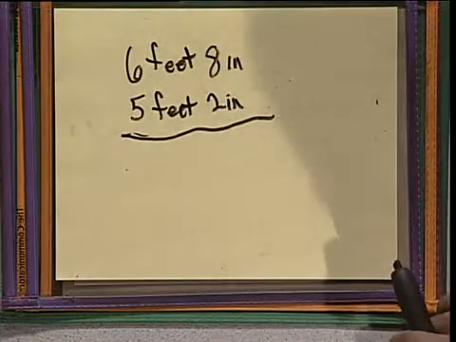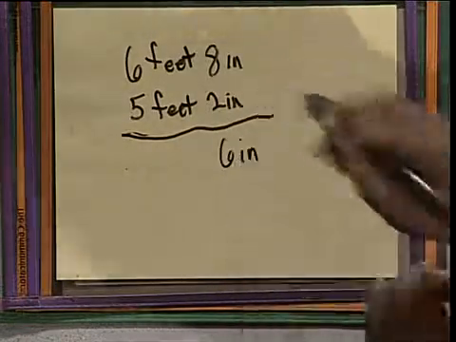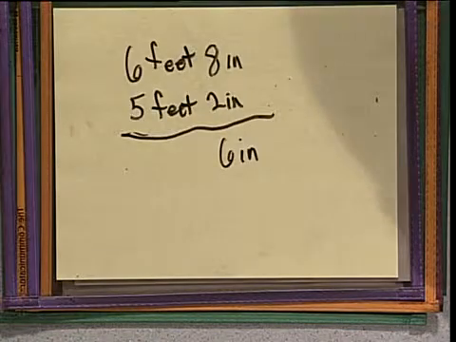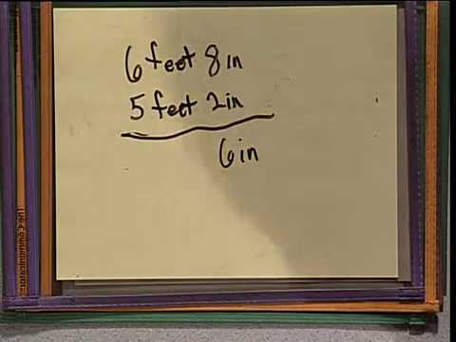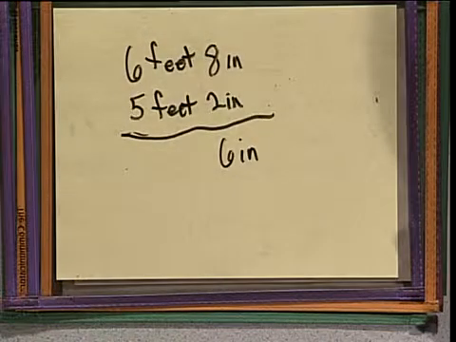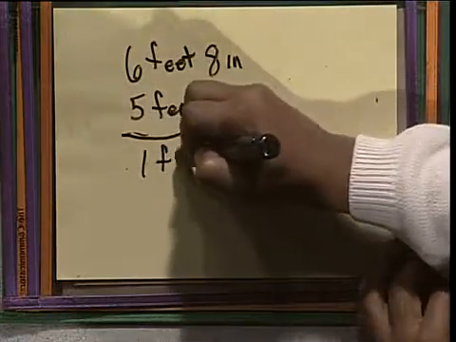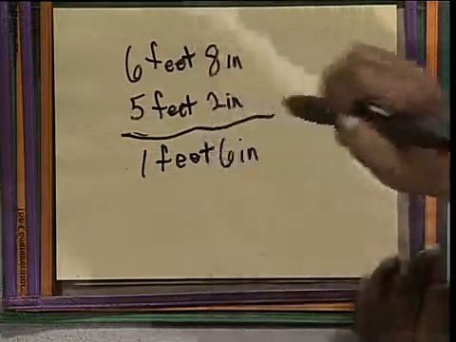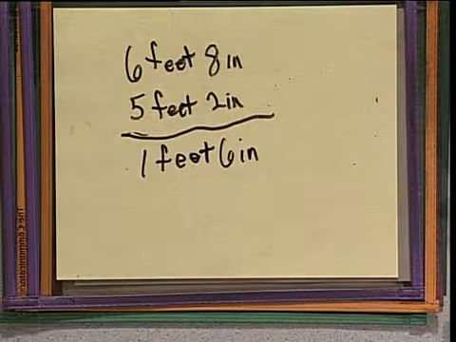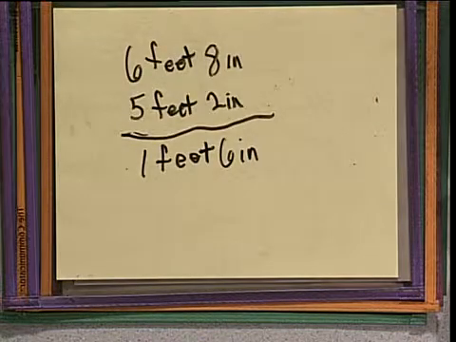What's 8 take away 2? 6. And because the feet is larger, 6 feet is larger than 5 feet, I can just subtract those. And 6 feet take away 5 feet is 1. Now, it just wanted to know how much space was left between the top of her head and the top of the doorway. 1 foot 6 inches.